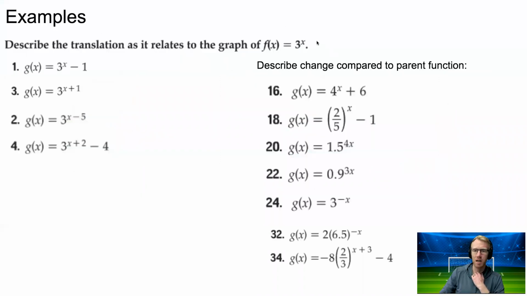All right, let's do some examples where we identify what changes are occurring. So with these, you don't have to do any graphing, just say what happened. So we're looking at the parent function or base graph 3 to the power of x. So if I subtract 1 at the end, that's going to be down 1.